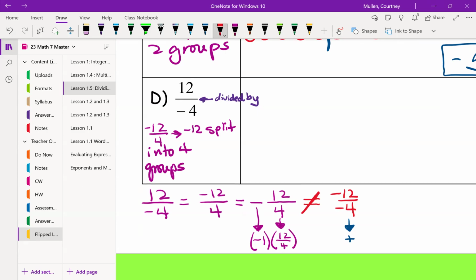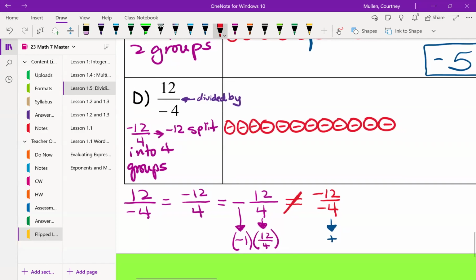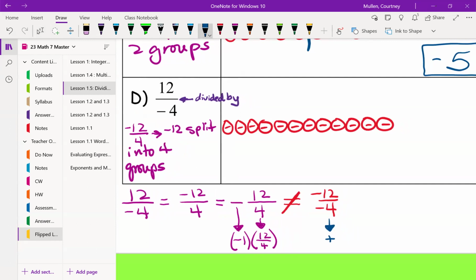So let's go ahead and draw that out. -12 counters, 1, 2, 3, 4, 5, 6, 7, 8, 9, 10, 11, 12. We have to split it into 4 equal groups. So how many should be in each group? Did you think 3? If you did, you'd be right.